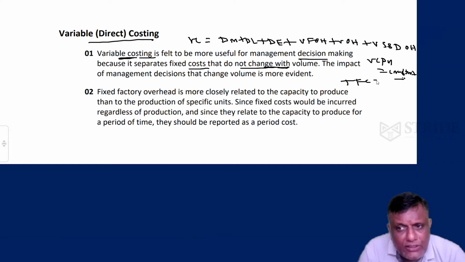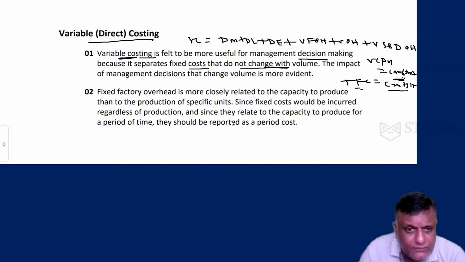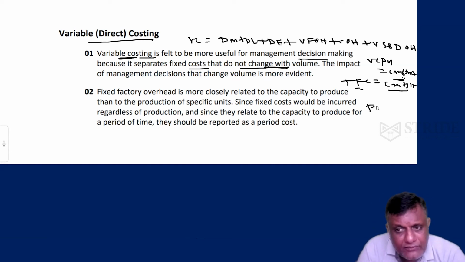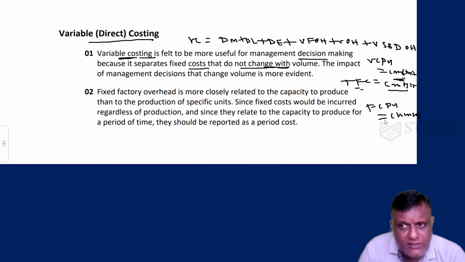So total fixed cost is constant. Variable cost per unit is constant. Total fixed cost never changes with respect to volume. But fixed cost per unit changes. Variable cost per unit constant. Total fixed cost constant. What is fixed factory overhead?